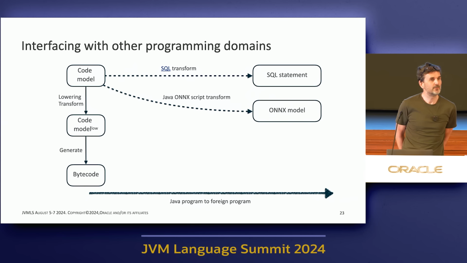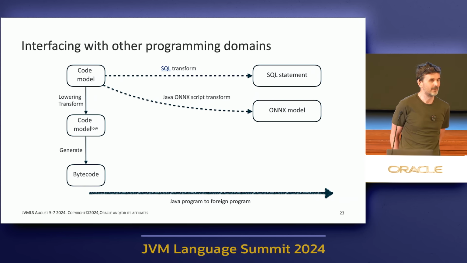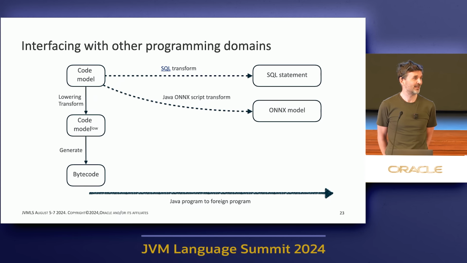But there's other things we can do as well. We could take the code model at a high level and translate it to an SQL statement. I'm still waiting for volunteers to explore this to see if we can actually do it. I think it's possible. Or, again, volunteers, please. I really think we can do this. We can translate code models to ONNX models. And so we can do training in Java through this kind of thing.